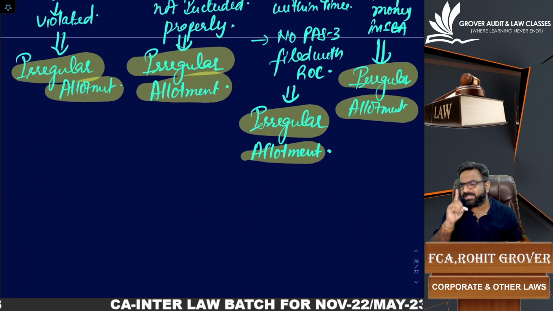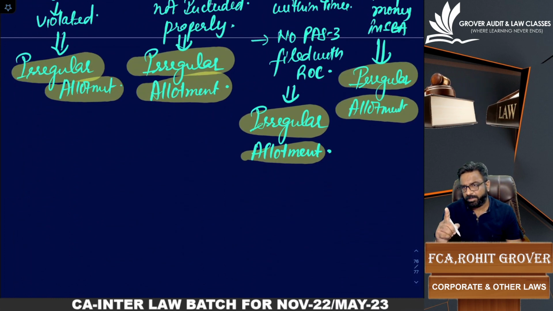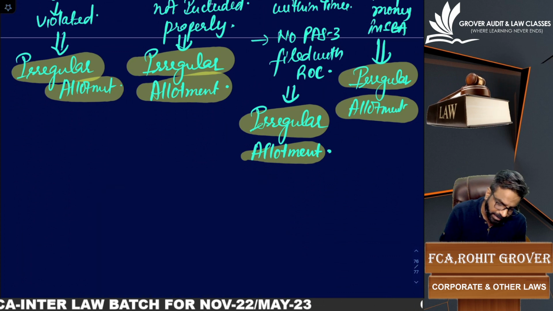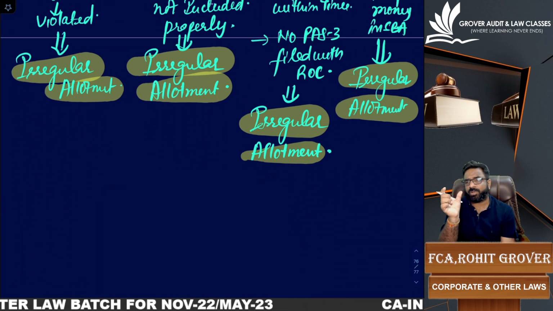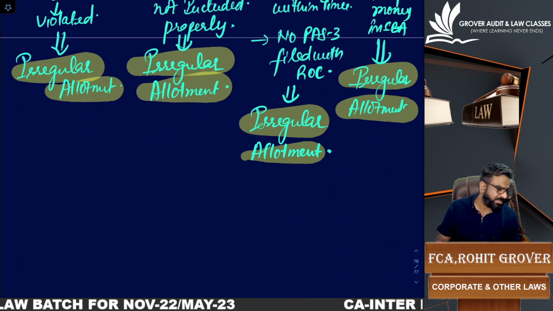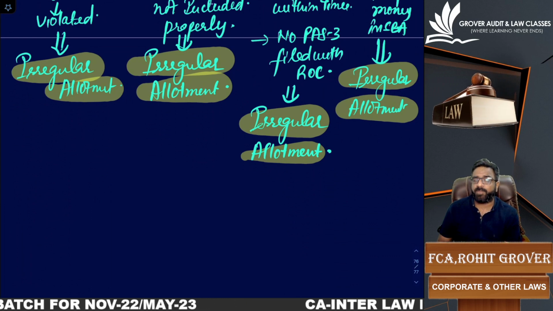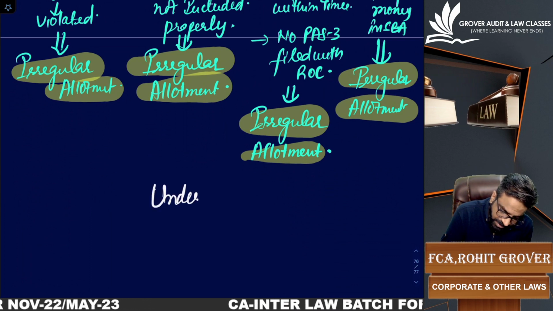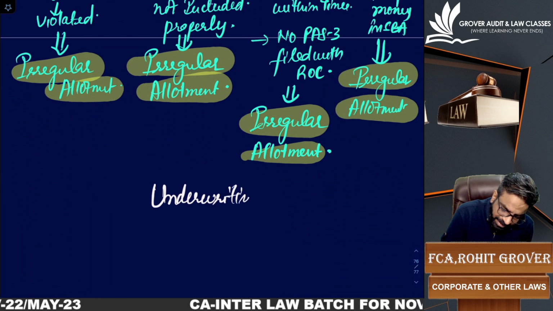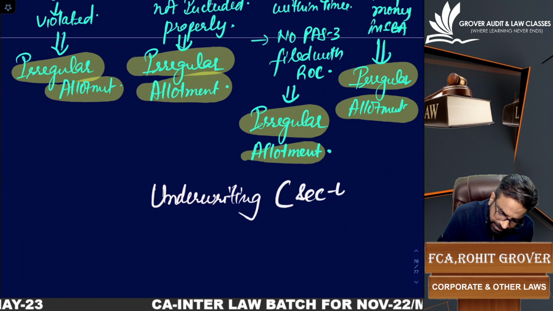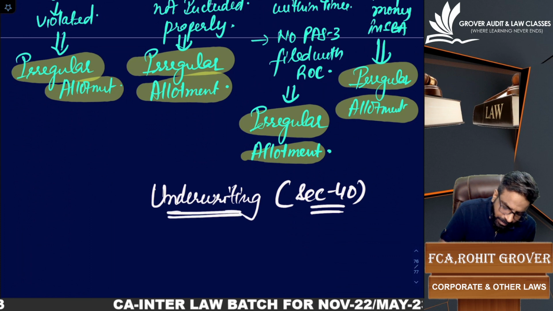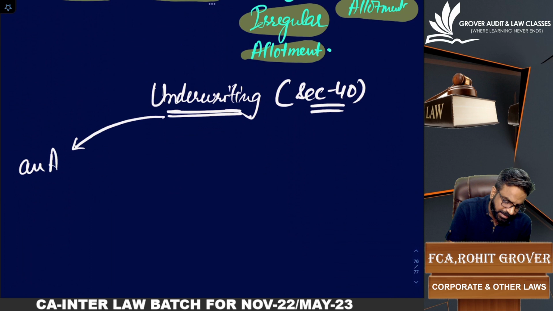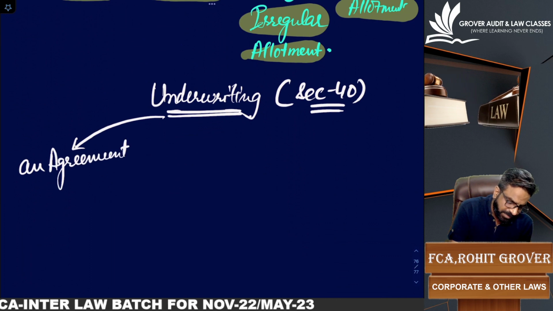Now there is only one small topic left, right or not? That is called underwriting. After that, our next major section will start, that is called private placement. Very important. Now we are going to understand the underwriting topic. And remember, underwriting is also a part of Section 40. Now, what do you mean by underwriting, everyone? Underwriting is an agreement between whom and whom?